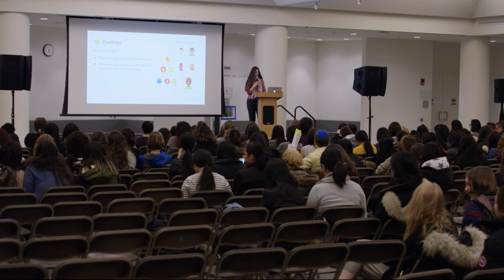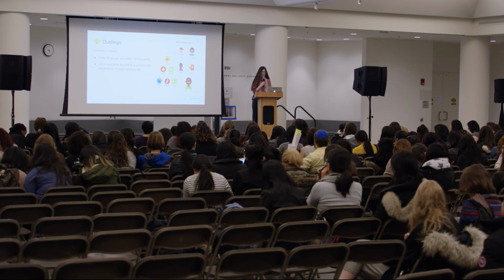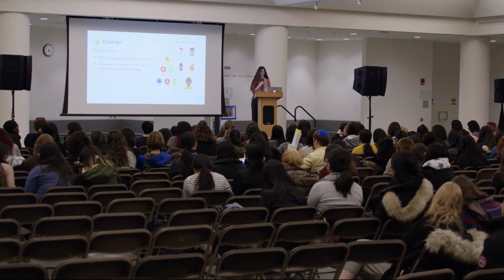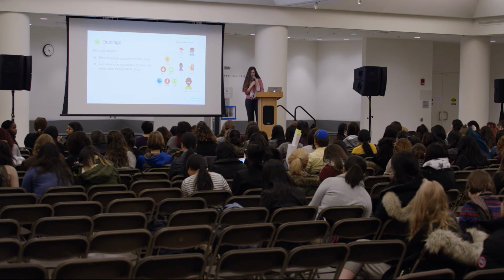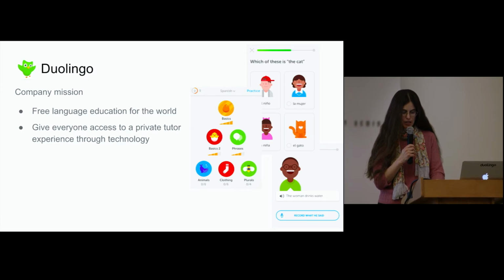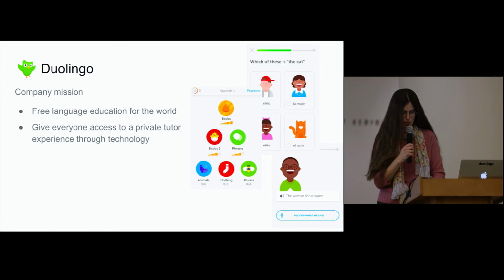The mission of Duolingo is to provide free language education for the world. The idea is to be able to give everyone access to a private tutor experience through technology. There are over 1.2 billion people learning a language across the world, and the majority of these are doing so to gain access to better opportunities. What's pretty cool is that Duolingo is used by some of the richest people in the world, like Bill Gates and Hollywood stars, and at the same time it's being used by public school students in developing countries.